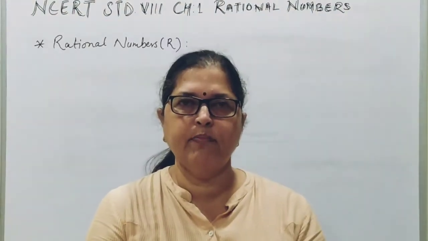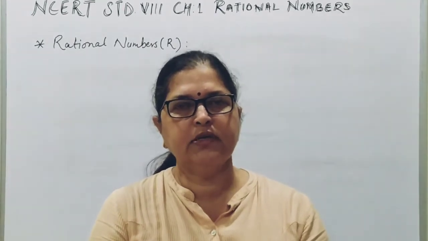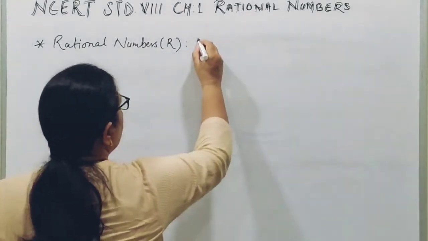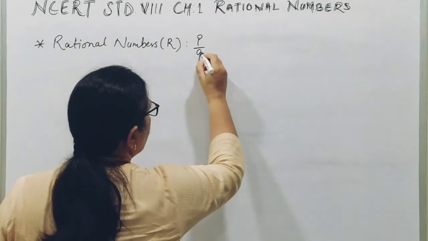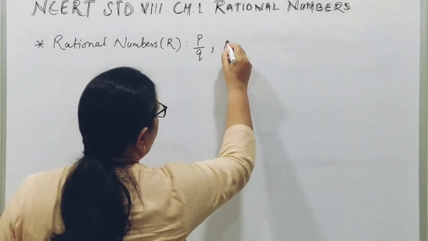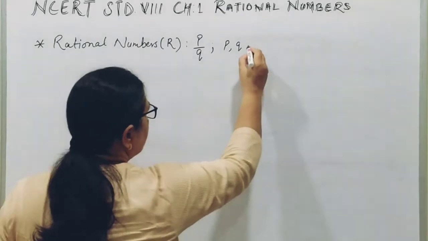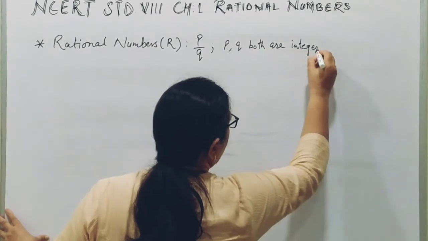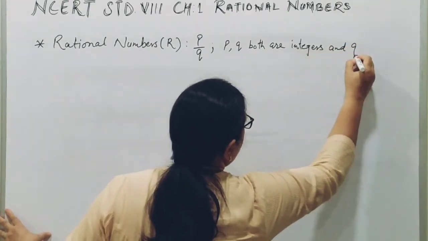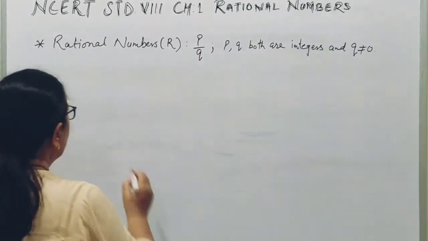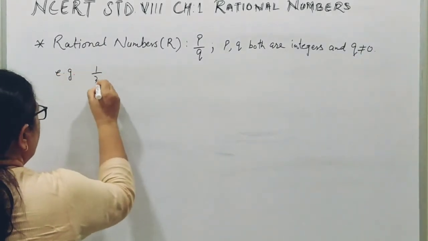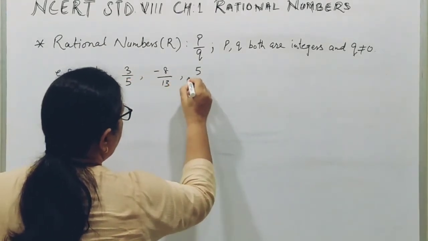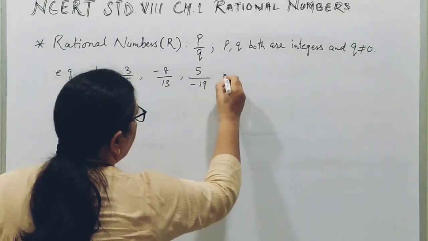Next we come to the main topic, that is rational numbers. Any number which can be expressed in the form of p upon q is known as a rational number. P upon q form means numerator upon denominator, where p and q, numerator and denominator both, are integers and q cannot be equal to 0. For example, 1 upon 2, 3 upon 5, minus 8 upon 13, 5 upon minus 19, etc.